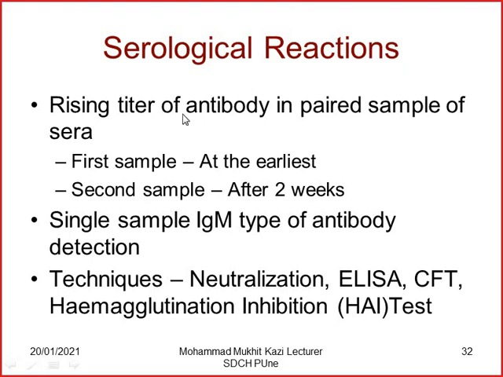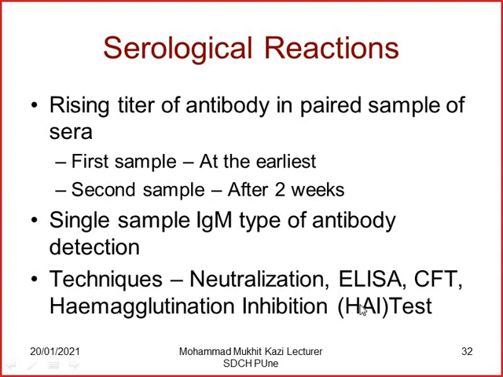Again, in the serological reaction, a rise in titer of antibody in the paired sample sera, which we came to know yesterday, is very important. The first sample is taken at the earliest, at the end of the first stage of the disease, and the second sample after 2 weeks. This is what is a paired sample. In a single sample, IgM type of antibody detection can be used, because IgM is the first appearing and first disappearing. So it will represent that the patient is right now suffering from the infection.